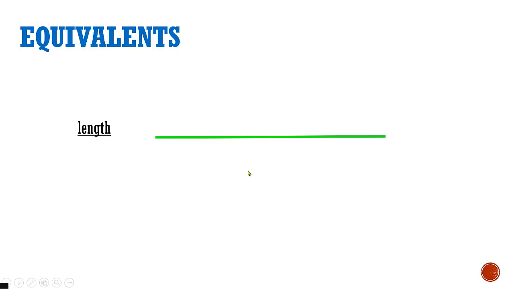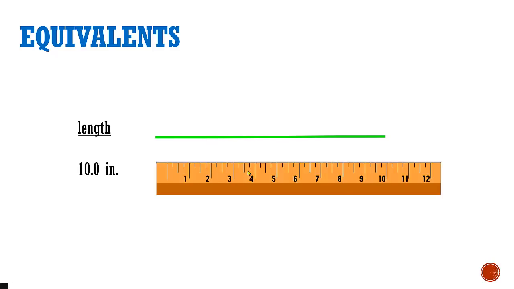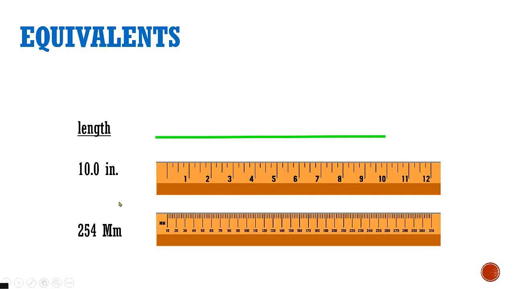We have this line of some length. We can measure this in inches, or we can use a metric ruler and measure, let's say, millimeters. If we do this, we're going to create an equivalency here. So we can say that 10 inches is equal to about, I think, 254 millimeters. I just created a conversion factor, or equivalency, to convert between inches and millimeters.